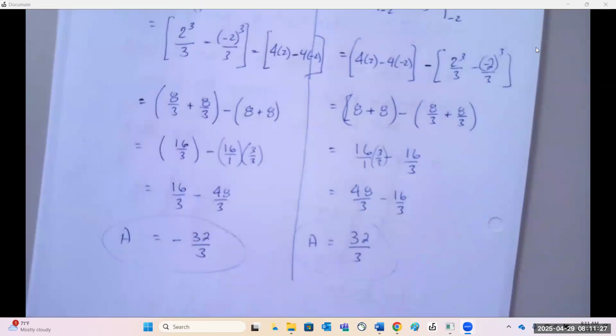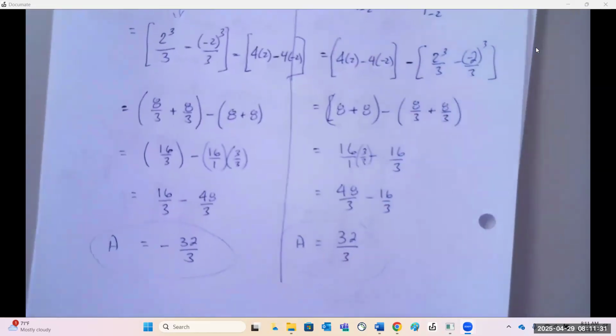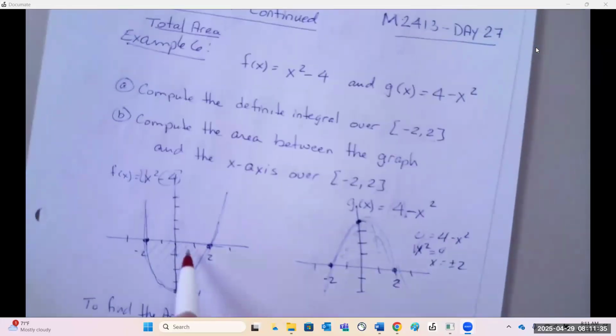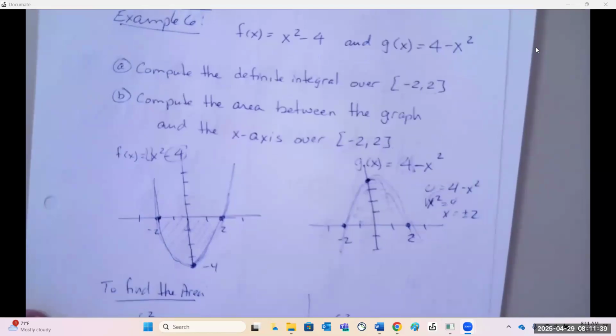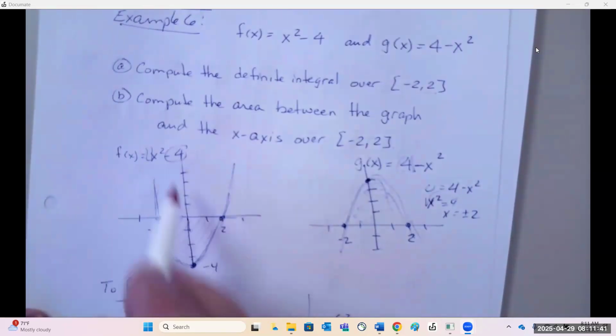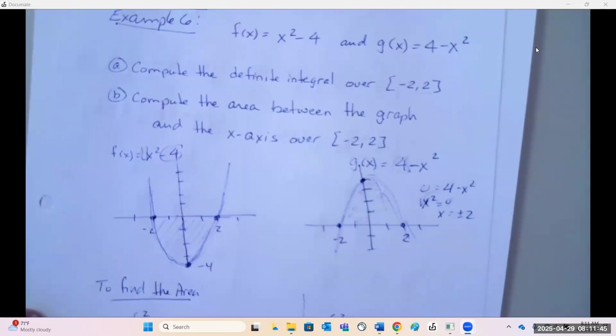So why are they different signs? One's below the x-axis, one's above the x-axis. That's all it tells you. Because the area up here is positive, down here is negative.